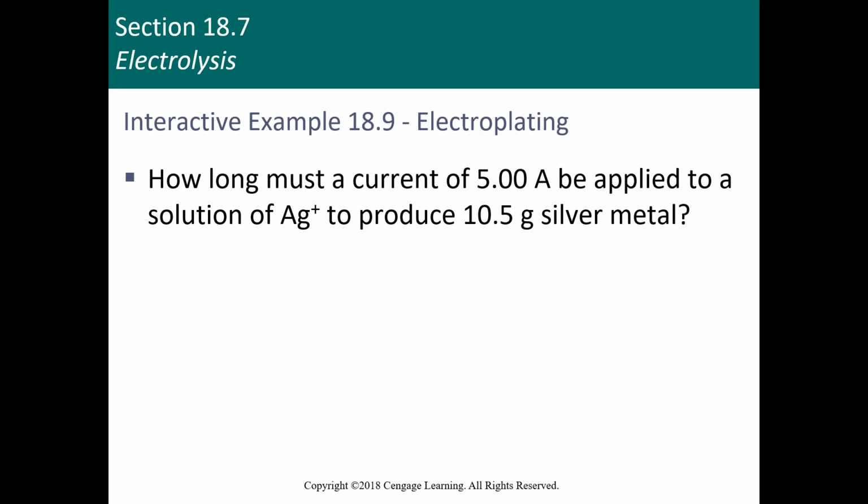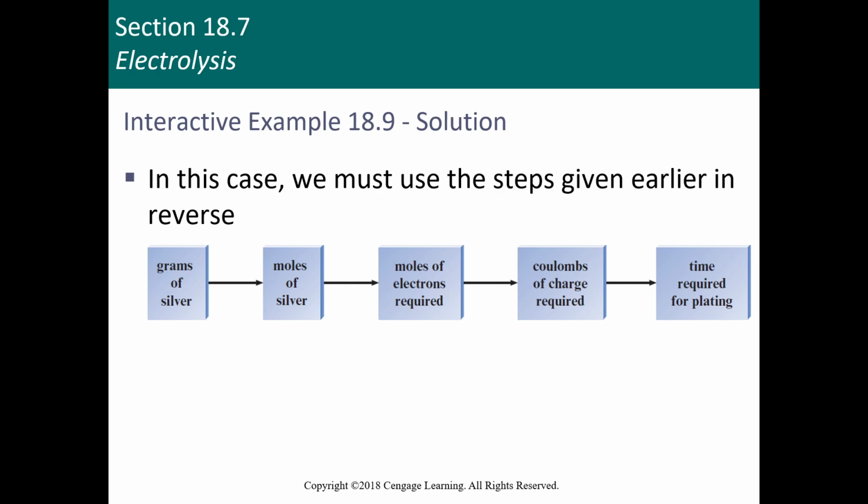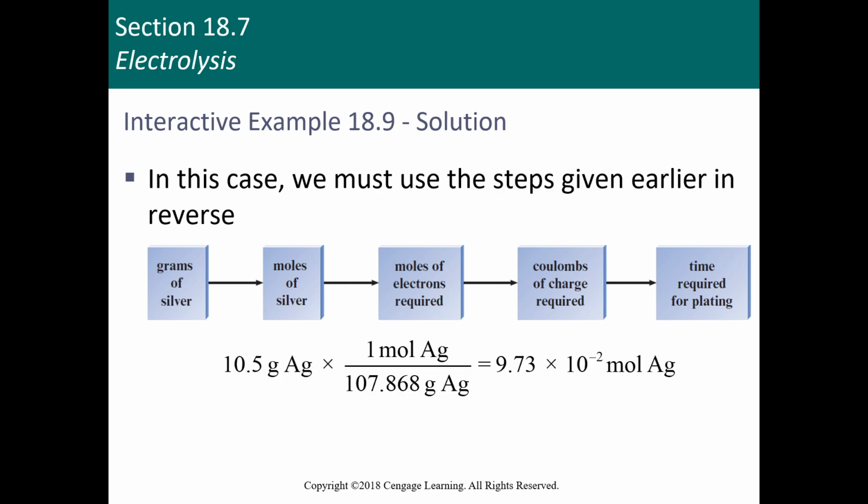Okay, let's try this out. How long must a current of 5 ampere be applied to a solution of Ag+ to produce 10.5 grams of silver metal? In this case, we must use the steps that we've given earlier in reverse. We're doing this backwards. So we have the amount, the grams of silver. We're going to get that into moles. We will use the molar mass of silver from the periodic table, and we will divide that 10.5 grams by that molar mass. And that will give us moles of silver.